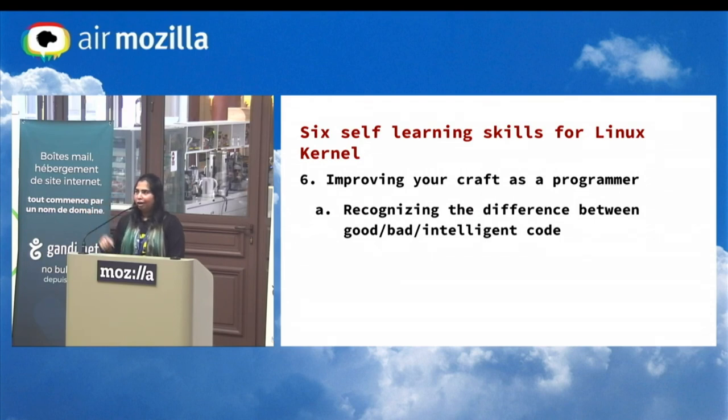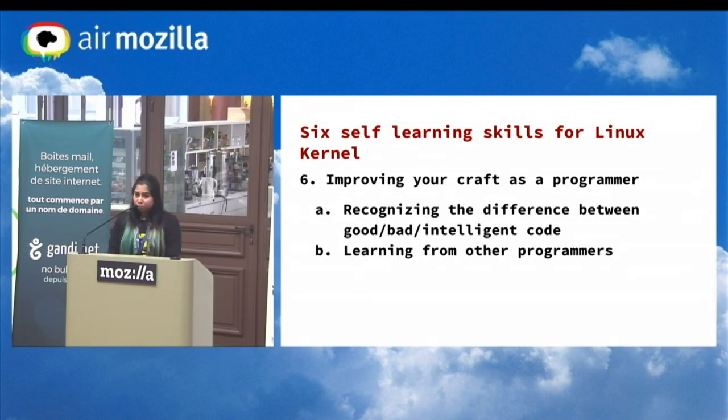For example, I really like the way max is now in the kernel after the VLA changes happened. Before, it was just something we used to study in the K&R book, but now it's a really beautifully and intelligently written function. Learning from other programmers is, again, important to understand how their mind is working and how you can also learn from them.